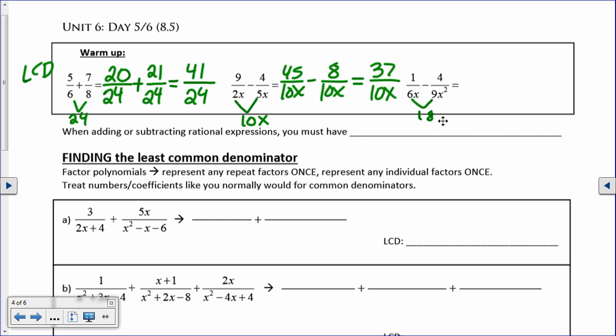The highest power. If you guys want to write a little note up here, you can remind yourself. When you guys are working with monomials that have variables in them, the LCD, or the common denominator, should have the higher power. So if you have an x and an x squared, it's the x squared that's going to be your common denominator. If you have x squared and x cubed, it's going to be the x cubed that's your denominator. Always pick the bigger power.